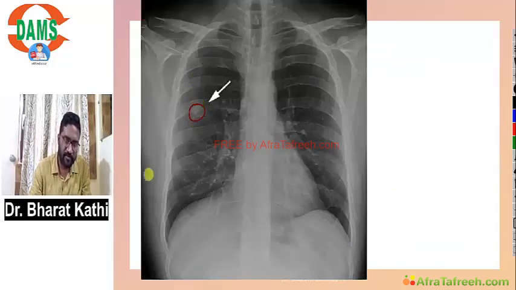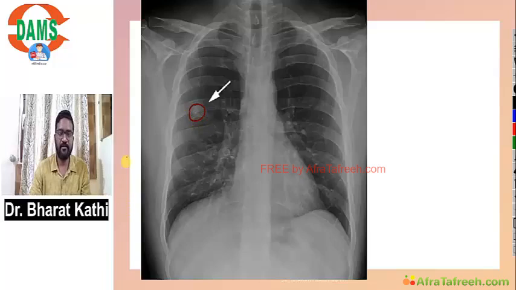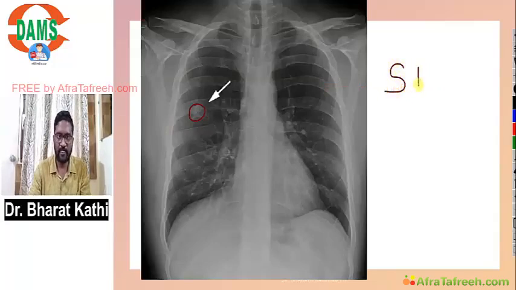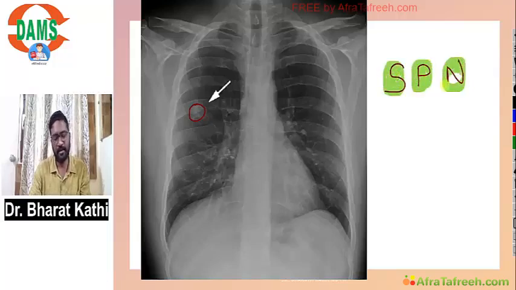Whenever you see a well-defined density without surrounding atelectasis, pneumonia or lymphadenopathy, less than 3 cm in diameter, what is this referred to as? This is called SPN. What is SPN? Solitary pulmonary nodule.